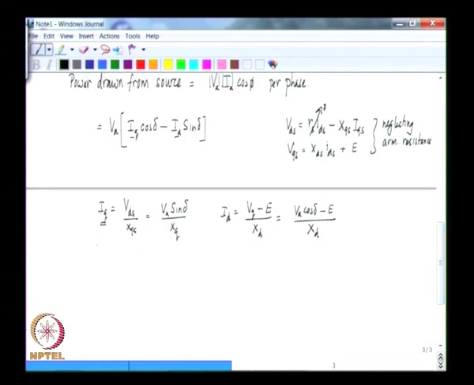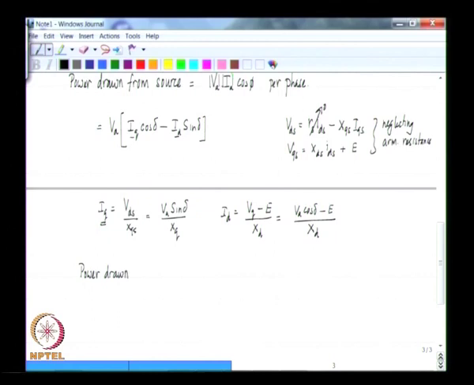And what we do is substitute these two expressions in the earlier one, and therefore the power drawn is nothing but VA multiplied by IQ cos delta. Instead of IQ we substitute this, so VA sin delta cos delta by XQ minus ID sin delta. ID is given here, VA cos delta minus E divided by XD into sin delta.